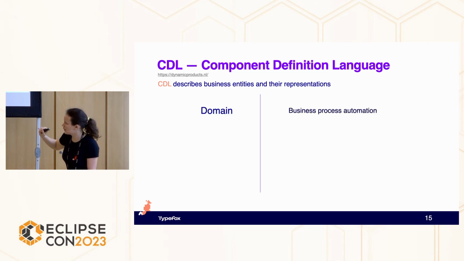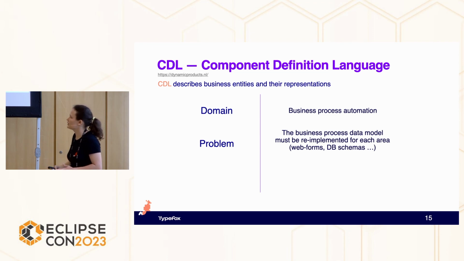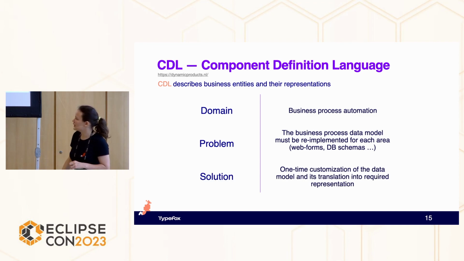We take a look at the problem. The problem that arises here is that a business process's data model must be re-implemented for different areas and different use cases, like web forms and database schemas, and we can provide a solution for that. In particular, we can provide a one-time customization of the data model, and translate it into the required representation. And that's exactly what we will do with our domain-specific language.